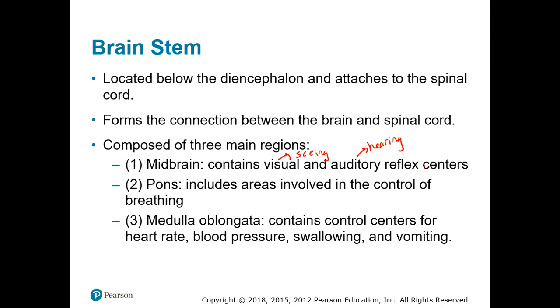reflex centers. This also includes the pons, and this is going to be an area that is involved in the control of breathing. When we get to the respiratory system, we're going to talk about how the pons control our breathing rate and tells us when we need more oxygen in our body and to get rid of more carbon dioxide. And then our third structure is called the medulla oblongata. This contains control centers that affect heart rate, blood pressure, swallowing, vomiting, and the medulla oblongata is also going to be talked about in our respiratory chapter as well.